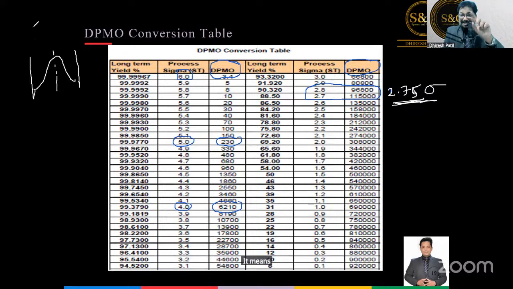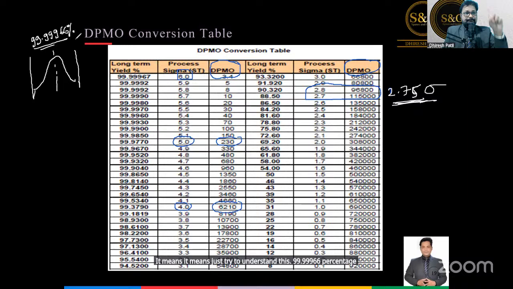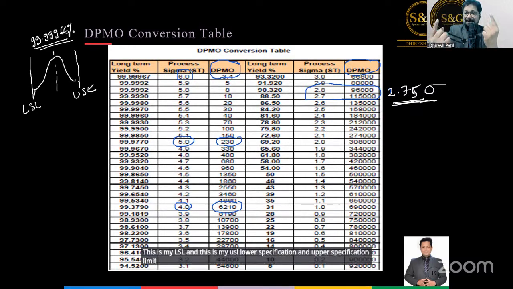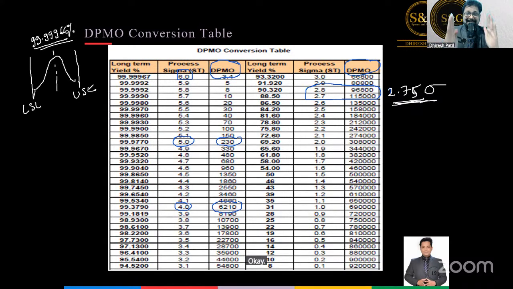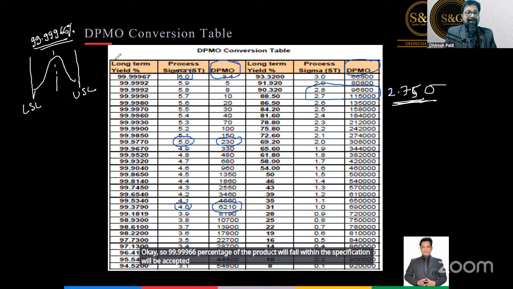It means, just try to understand this, 99.99966% product. This is my LSL and this is my USL. Lower specification and upper specification limit decided by the customer. Okay. So 99.99966% of the product will fall within the specification, will be accepted, and that is called the yield.